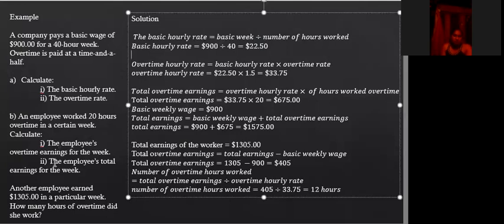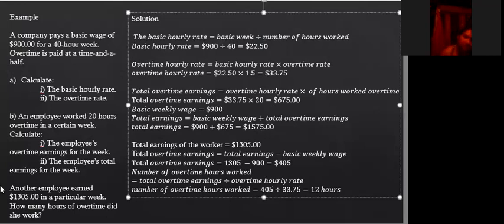The second thing they ask is for the total earnings of the week. The total earnings for the week is the basic weekly wage, which is the $900, plus the overtime earnings. So the total earnings for the week will be 900 plus 675. So she will earn $1,575 for the week.